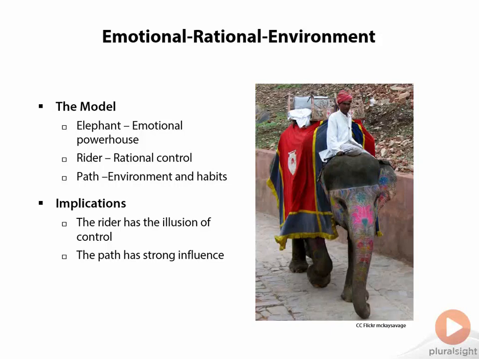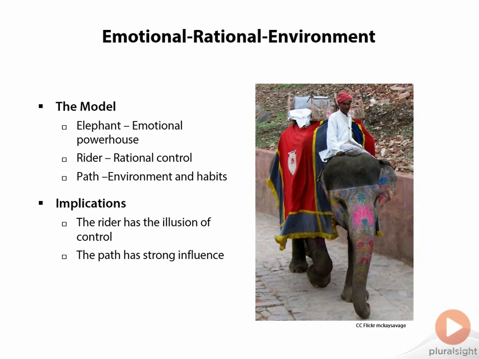Okay, my favorite part of the whole course. So, rational, emotional, environment. This comes from The Happiness Hypothesis by Jonathan Haidt. Dan and Chip Heath used it in their book Switch. This is a model for how we think about how people make decisions.